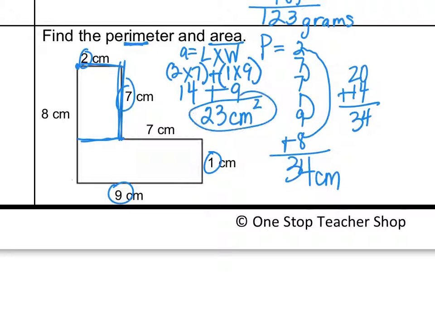So we have 2 answers on this one, the area and the perimeter. And notice, area is the only one that we put squared on. And that's it for today.